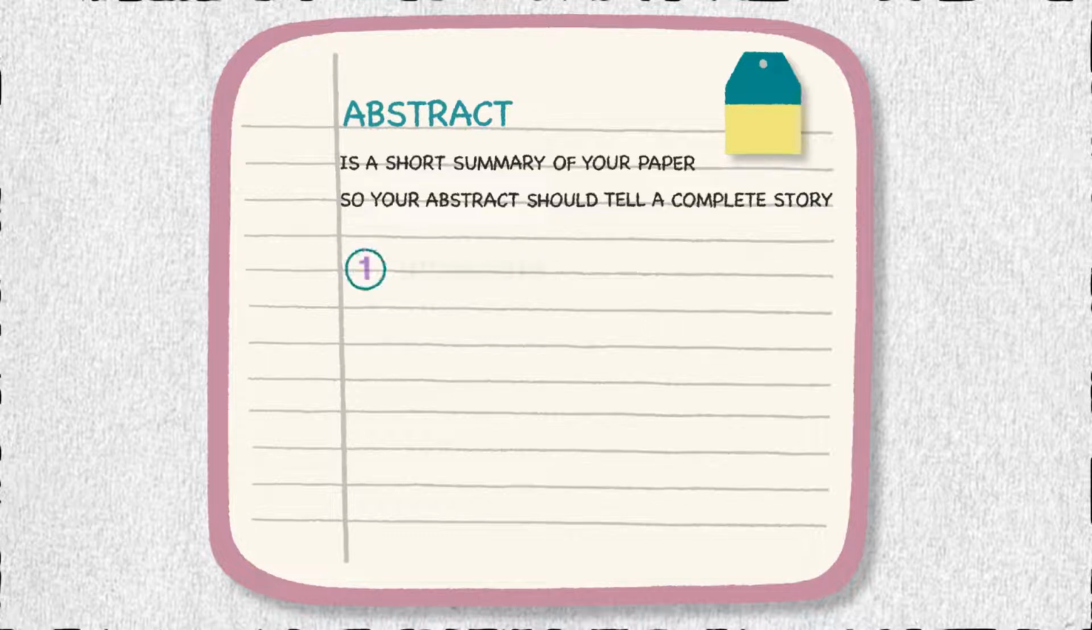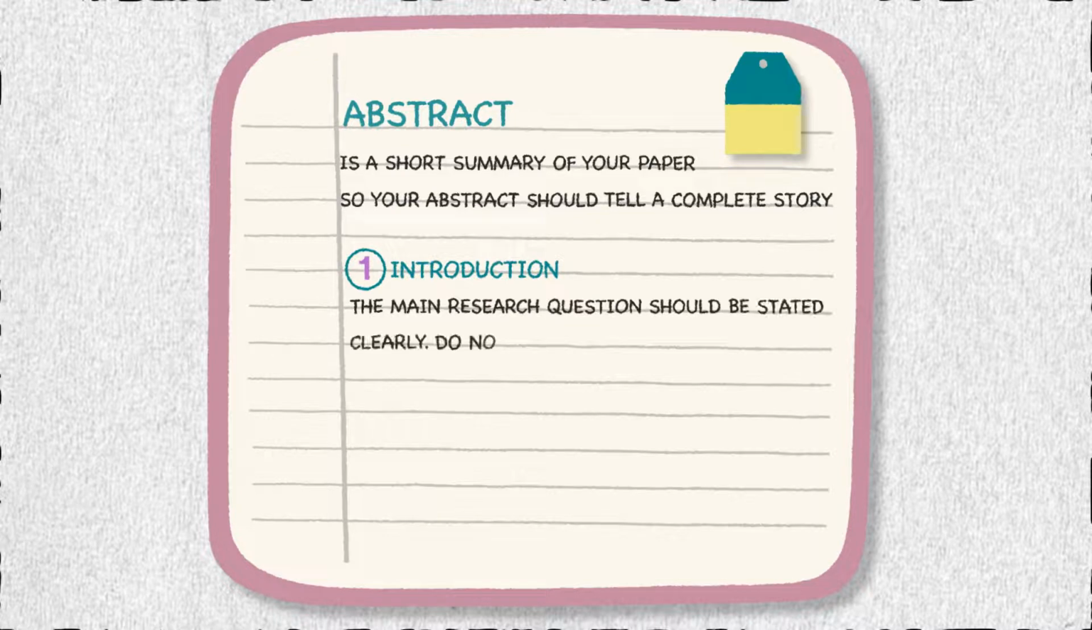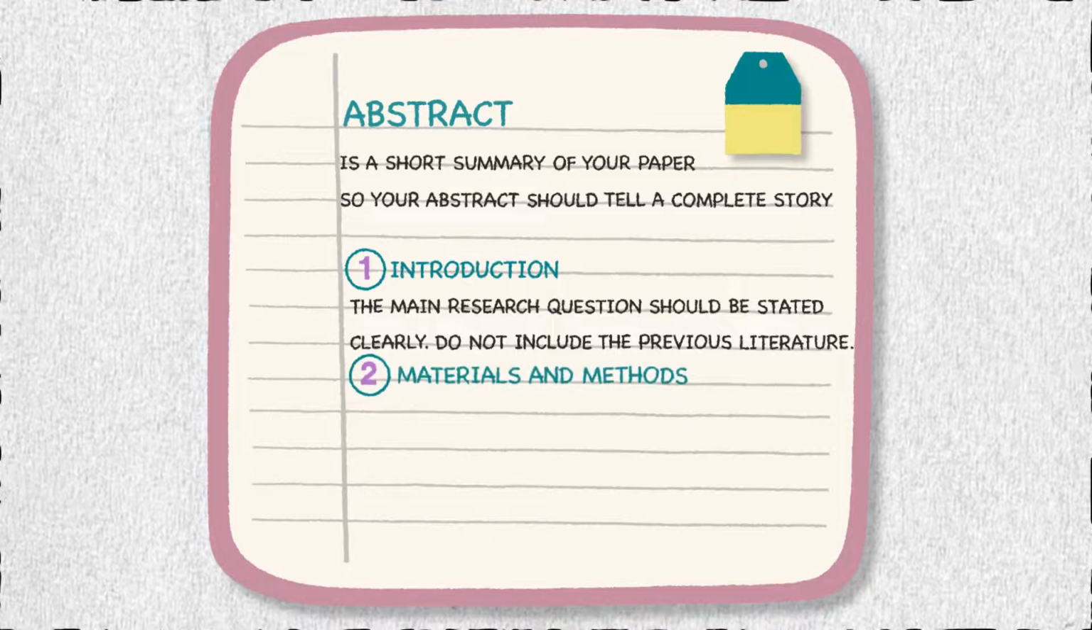So in the introduction, write a short background to explain the specific problem and your purpose for conducting the study. The main research question should be stated clearly and do not include the previous literature. In the materials and method section, you will briefly describe your study design, procedures, sample size, randomization process, and the important instruments you used.